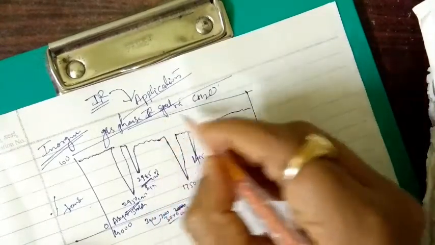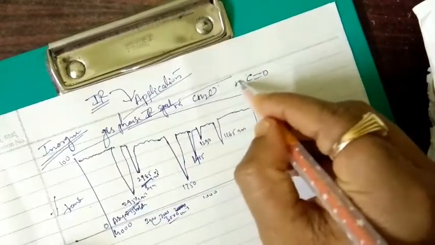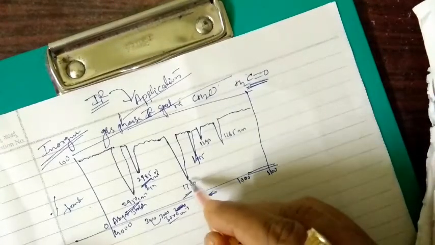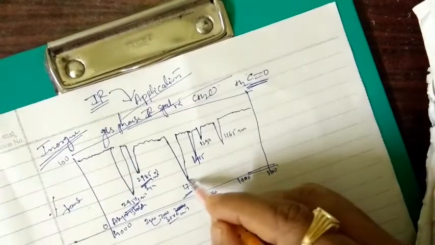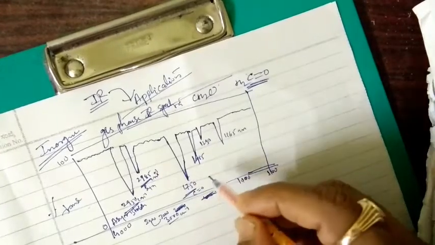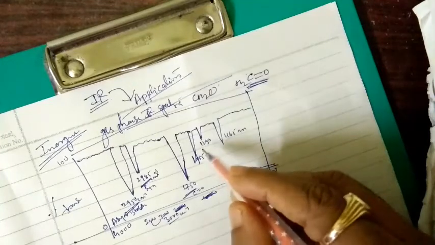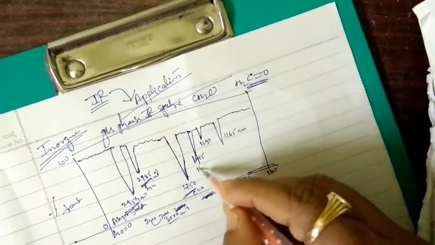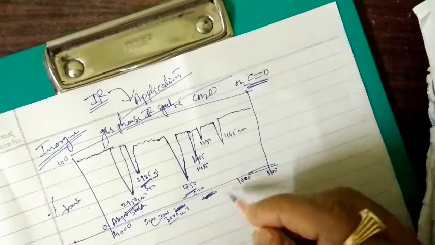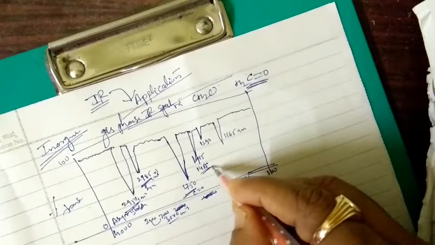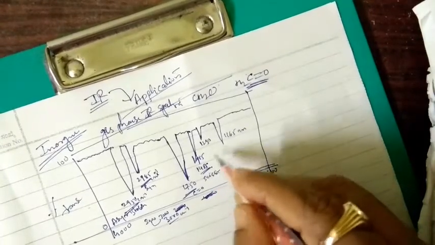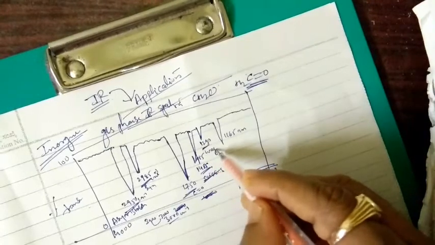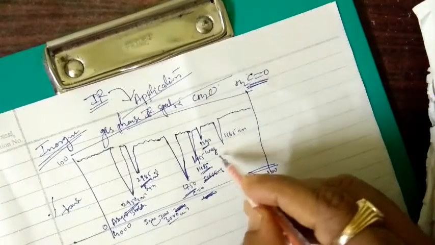Then the C double bond O carbonyl of formaldehyde shows stretching at 1750, a very deep absorption band. Then at nearly 1485, on the 1000 scale, this is because of scissoring, one of the different modes of vibration. At 1250 we see wagging or rocking.